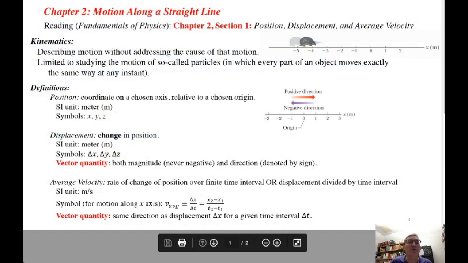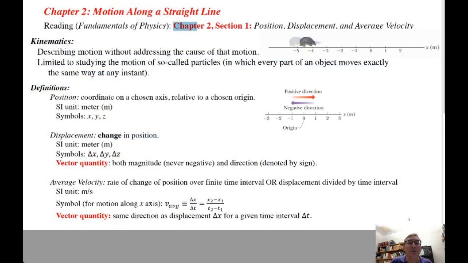And now I'm going back to my summary of the reading, and I am summarizing Chapter 2, Section 1, position, displacement, and average velocity. Okay, so let's begin. With this chapter, we begin a 3-chapter sequence on what is called kinematics.